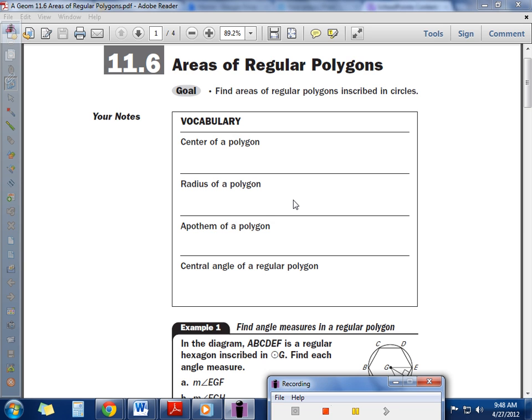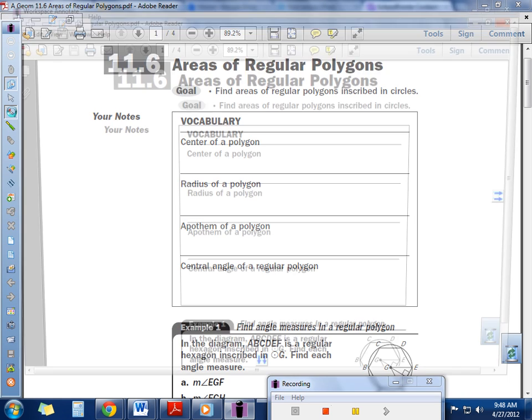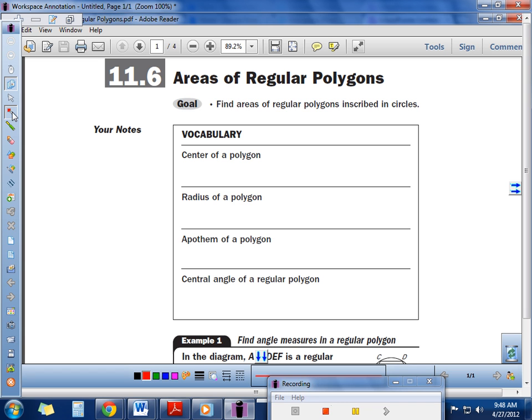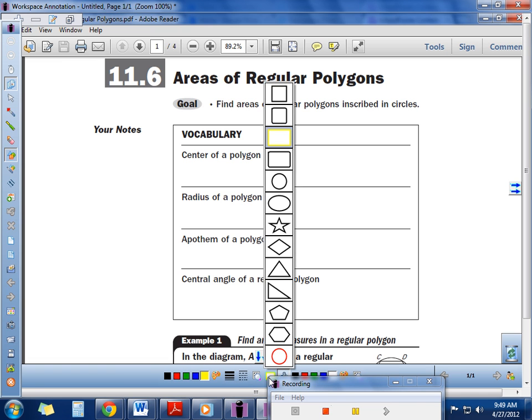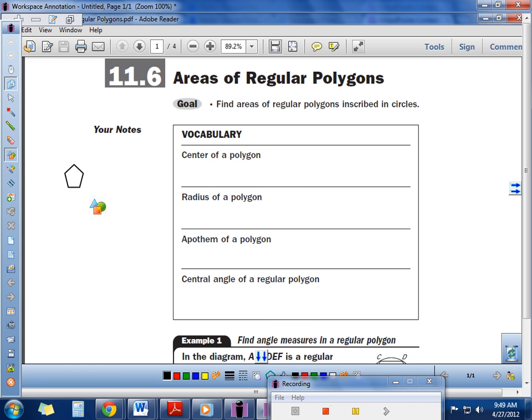But we're going to really be focusing on regular pentagons and regular hexagons and so forth. Those are the ones we're really going to focus on because we already have formulas for squares. Today we're going to start off with these vocab words though. Center of a polygon. Let me bring up a shape for you. I will start off with a pentagon.